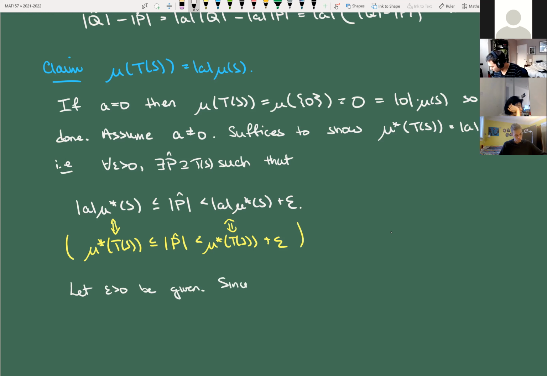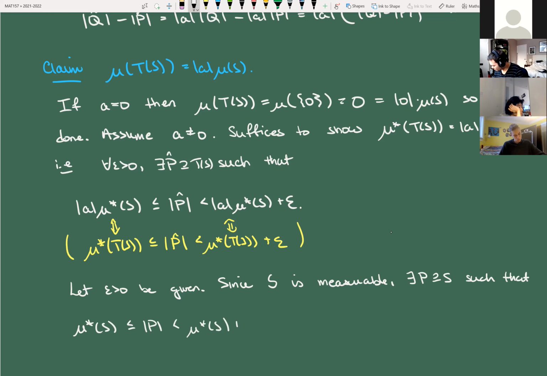So since S is measurable, there exists a P containing S such that mu star S is less than or equal to P, sorry, strictly less than mu star S plus epsilon divided by that, right? And then basically what I'm going to do, again, is say let P hat be T of P.